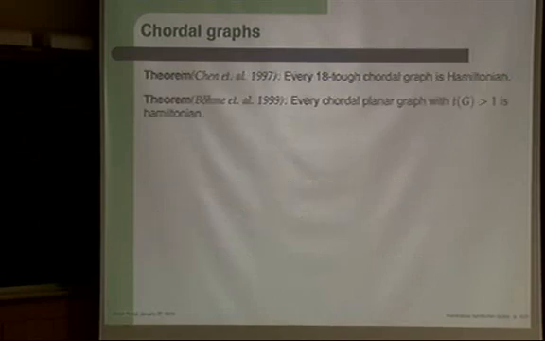For the Hamiltonian cycle, in 1997, Chen and some other authors proved that an 18-tough chordal graph is Hamiltonian. So at least it's a result with a toughness that guarantees a Hamiltonian cycle. But imagine, an 18-tough chordal graph must be really a big one, because if the graph is 18-tough, then it's 36-connected. But at least it's a positive result.